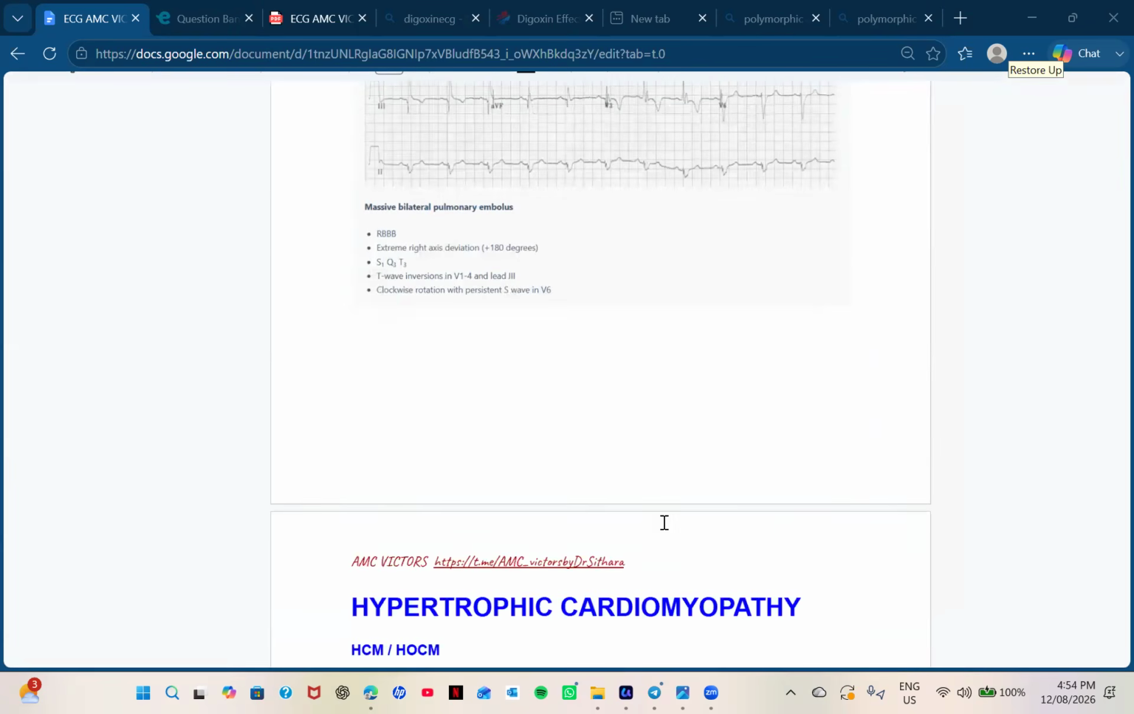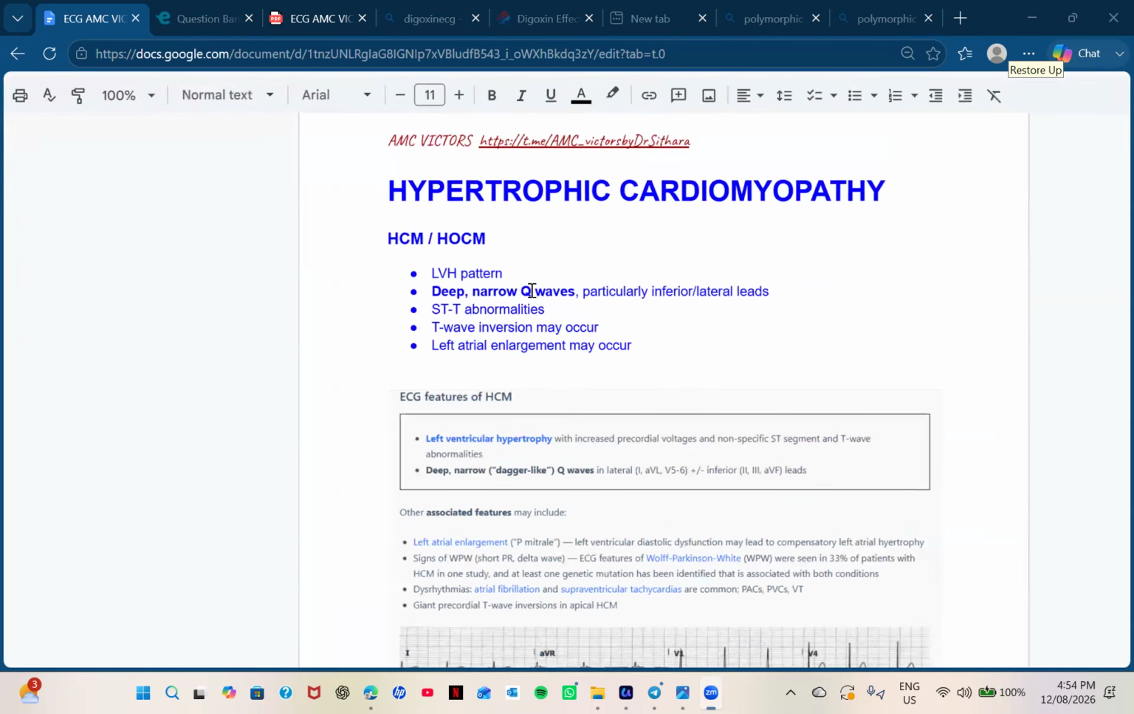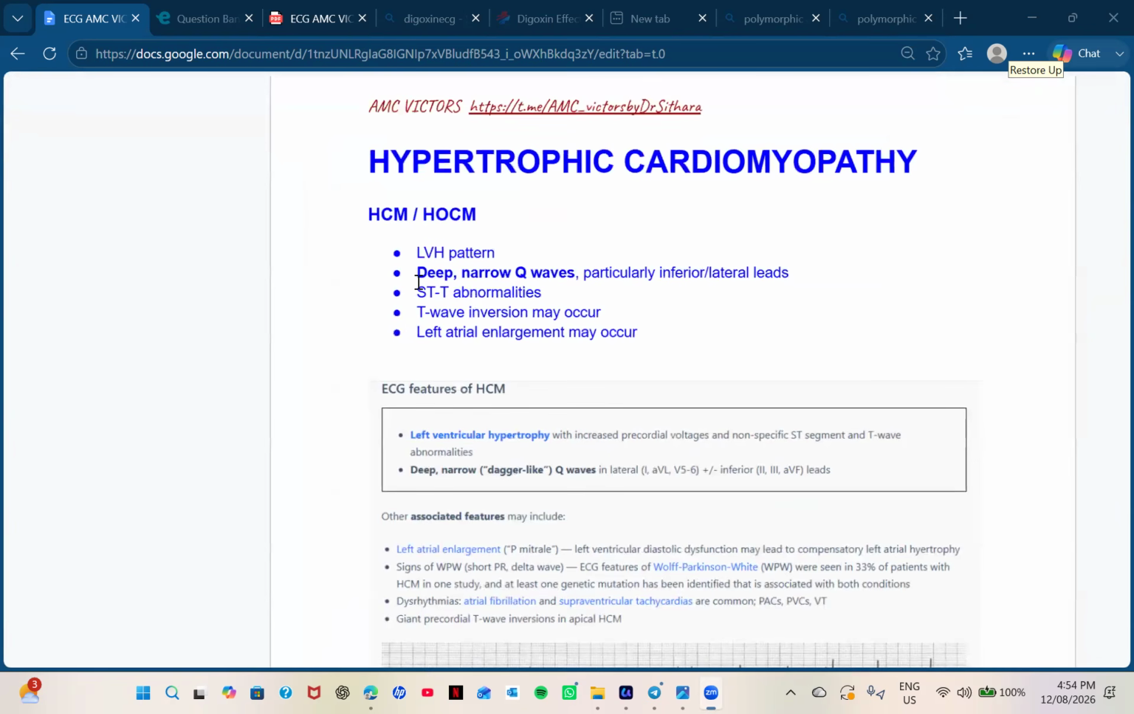Okay, let's talk about HOCM. Earlier we called it HOCM, but now we call it hypertrophic cardiomyopathy. But still we are using the HOCM word. In the emergency also we can see they have used HOCM. So what you can see is very important: a left ventricular hypertrophy pattern. And other than that, you have a deep narrow Q wave pattern, the dagger-like Q wave.